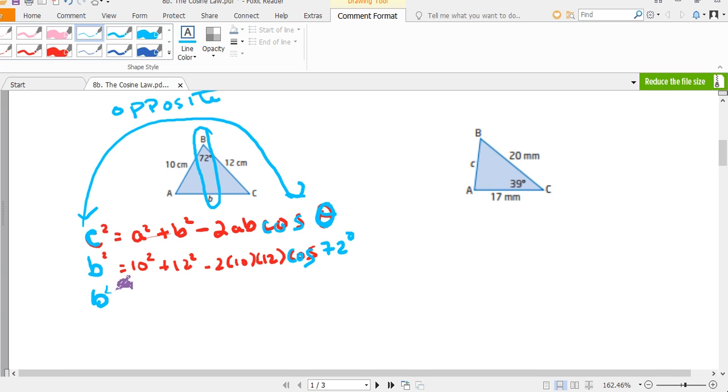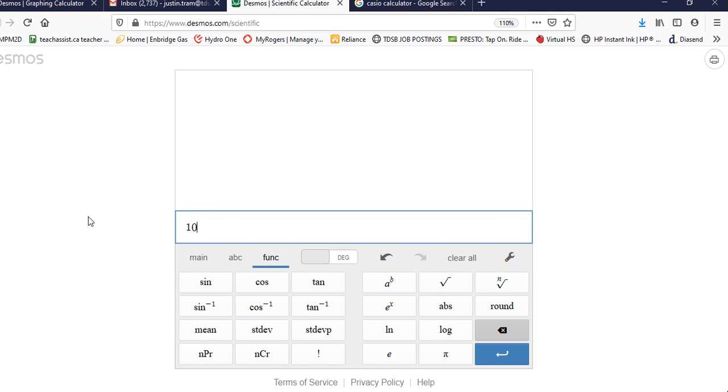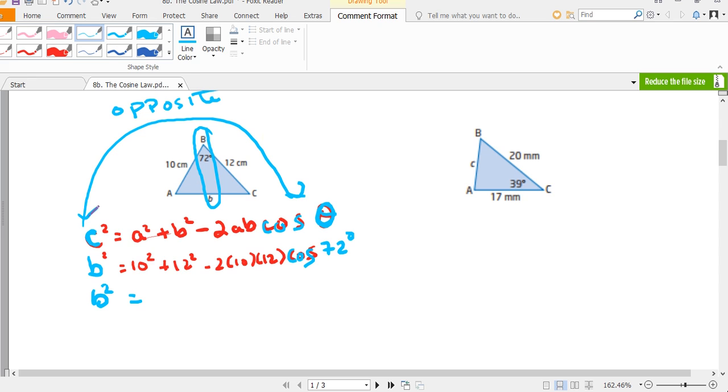So then b squared is equal to, I can plug all this in in one shot depending on your calculator. But if your calculator can't do BEDMAS, then follow BEDMAS, which means solve this part first. Okay, and then add, subtract. So I'm going to type all this into the calculator. So 10 squared plus 12 squared, minus 2 times 10 times 12 cos of 72. That's 169.83. B squared equals 169.83.